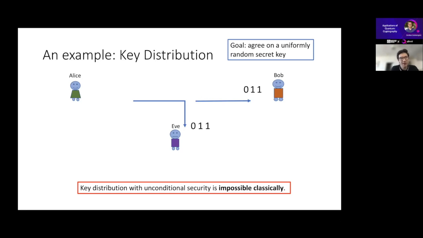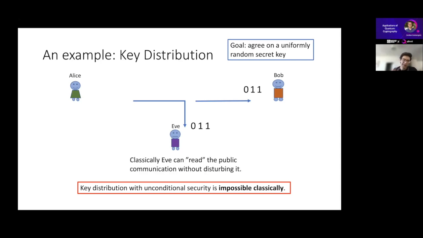Well, unfortunately, no matter what the protocol is that you choose, you can convince yourself the view of Bob here is exactly the same as the view of Eve. Okay, and same for Alice. So information theoretically, if Bob is supposed to learn a key, then so can Eve, right? Because they see exactly the same information. There is no asymmetry at all between them. So this is why key distribution with unconditional security is just impossible to achieve classically.